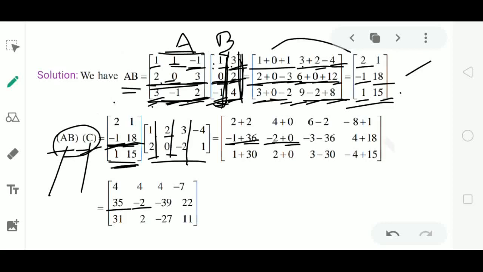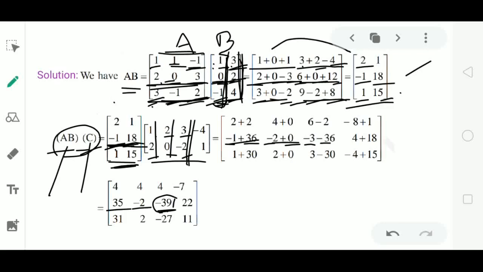Minus 1 into 3 is minus 3. 18 into minus 2 is minus 36, so minus 3 minus 36 is minus 39. As this minus 39 is obtained by multiplying the second row of the first matrix with the third column, this minus 39 lies in the second row, third column of the resultant matrix.